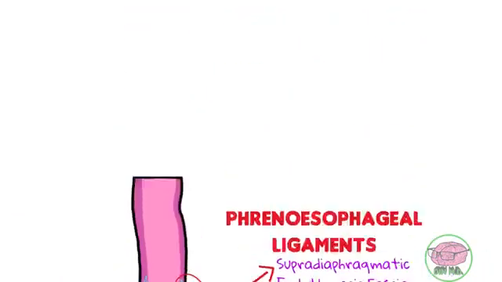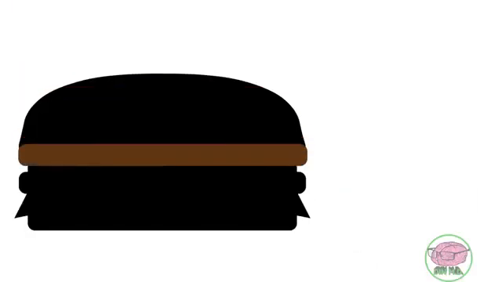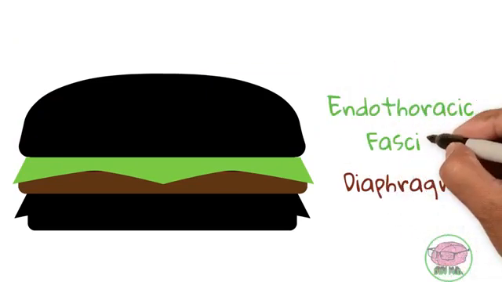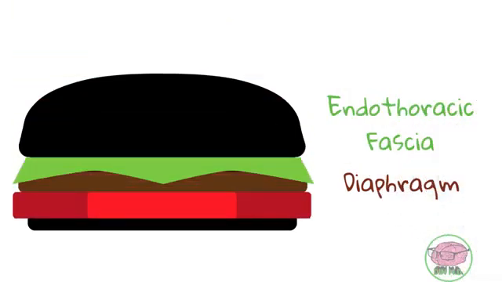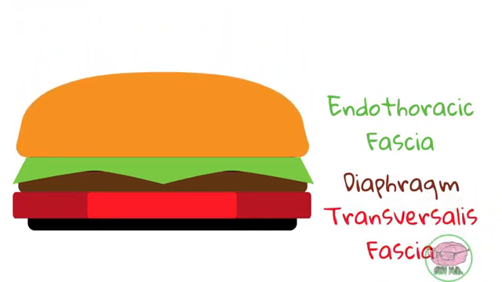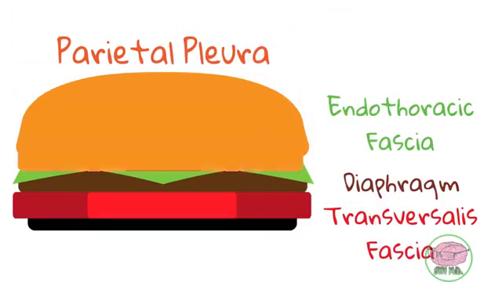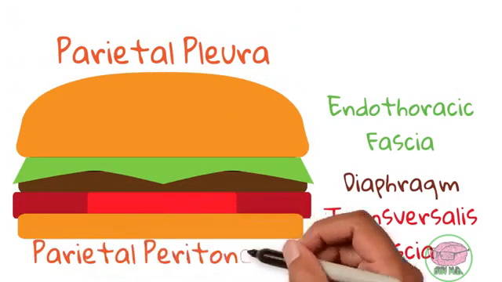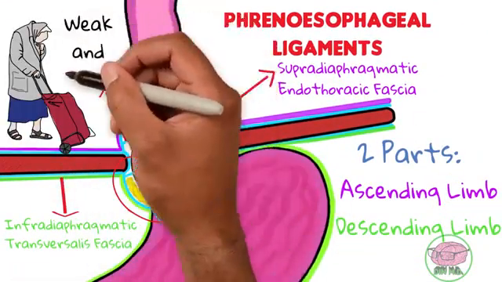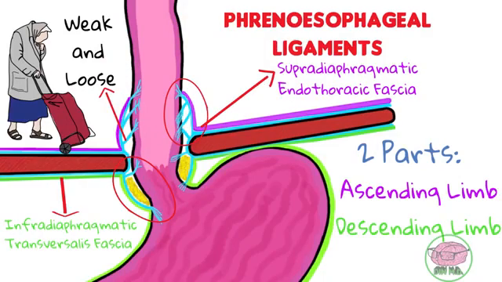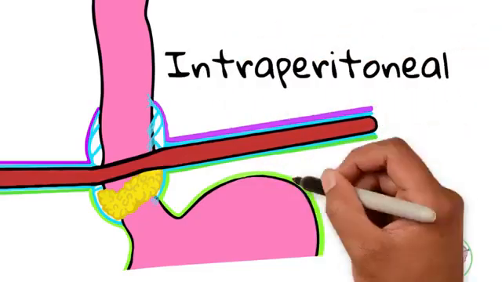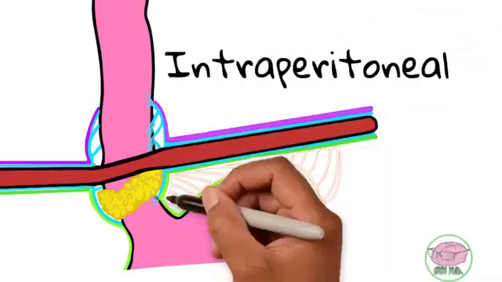So in a certain way, you can think of the diaphragm like a hamburger. The diaphragm will be the meat, the lettuce on top will be the supradiaphragmatic endothoracic fascia, the tomato beneath will be the infradiaphragmatic transversalis fascia, the bread on top will be the parietal pleura, and the bread on the bottom will be the parietal peritoneum. As the age of a person increases, this ligament becomes weaker, which means that the esophagus can move freely through the esophageal hiatus. The abdominal esophagus is an intraperitoneal organ, which means that it is suspended by a mesentery.